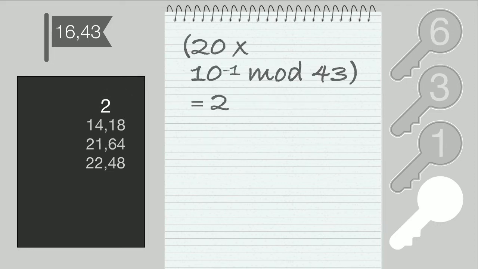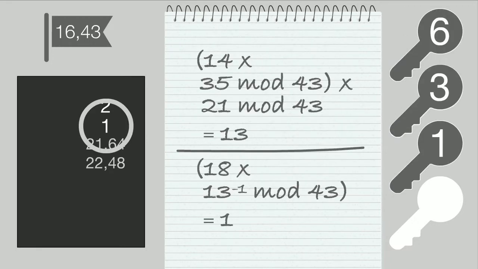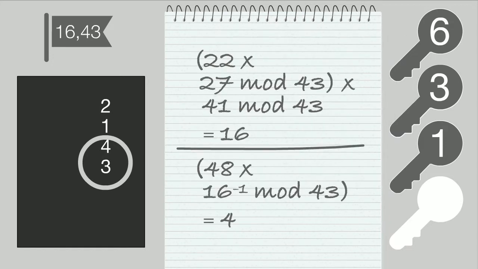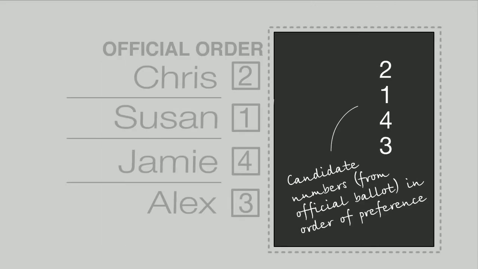So this is candidate number 2, which is Jamie. He gets the voter's third preference. The key holders repeat the math the same way to get the rest of the ballot, which is 2, 1, 4, 3. And there's the vote we can count. This is done for all the receipts. They are hand counted or the vote data are machine counted.